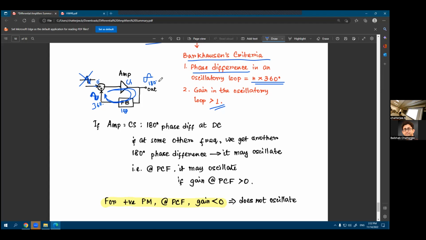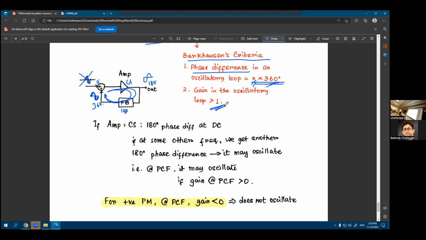So the concept of oscillation is that you have to create a loop where there is a 360-degree phase difference, or a multiple of the 360-degree phase difference, so that your input to the loop looks identical to the original input, even if you have removed the original input after some point. The other condition that you need to satisfy is that the gain in the loop has to be more than or equal to 1.